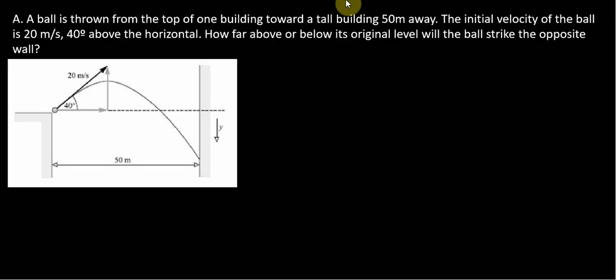a tall building which is 50 meters away. The initial velocity of the ball is 20 and it was thrown at 40 degrees above the horizontal. The question says how far below its original level will the ball strike the opposite wall.